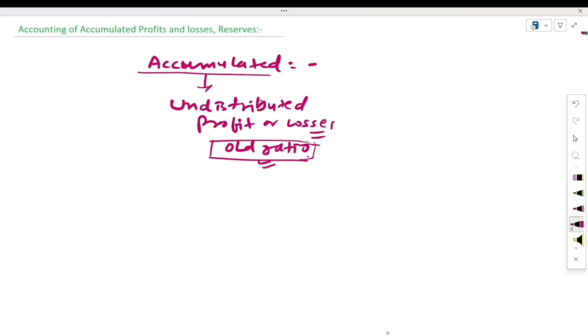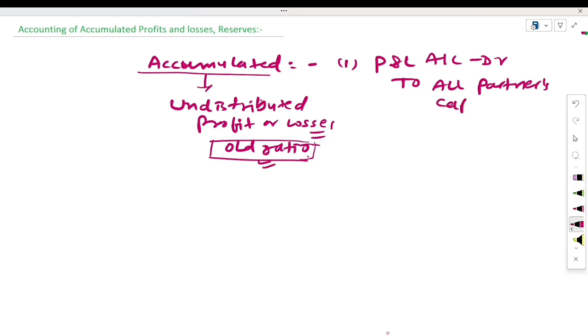Now what would happen here? If profit is given, then what entry will we pass? If profit is given, then we will pass the entry: profit and loss account debit to all partners' capital or current account, whichever is mentioned. If the partner's capital account is fixed, then the partner's current account will be used, and if the partner's capital account is fluctuating, then the partner's capital account will be used.